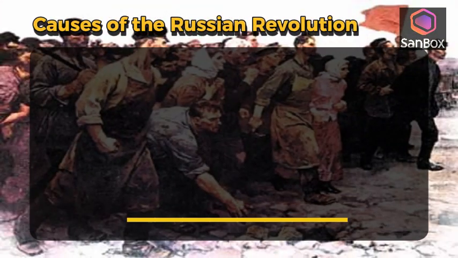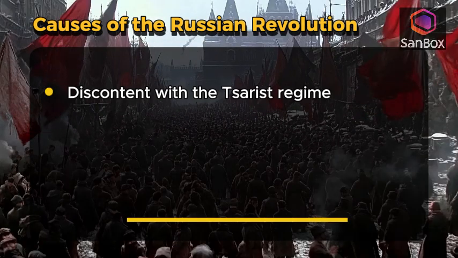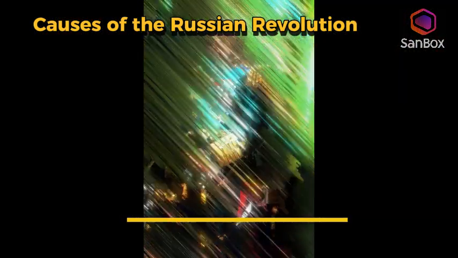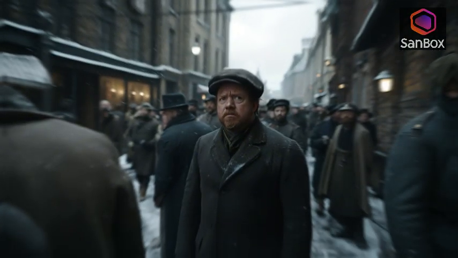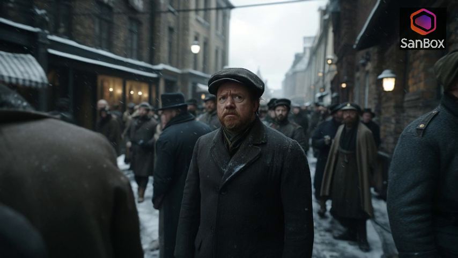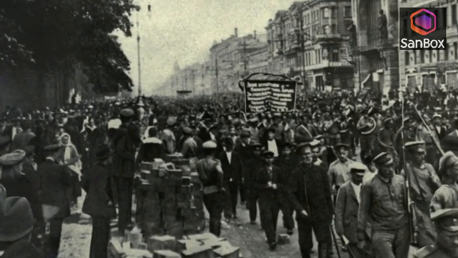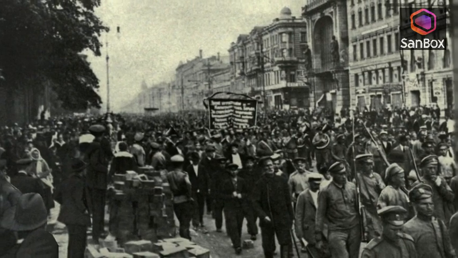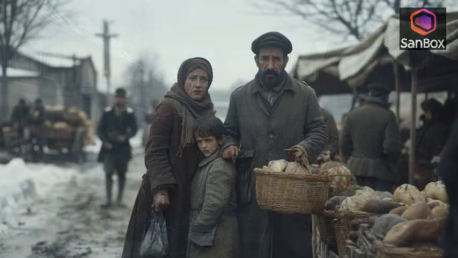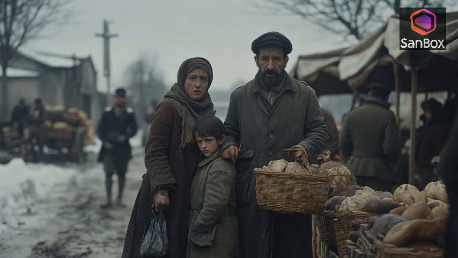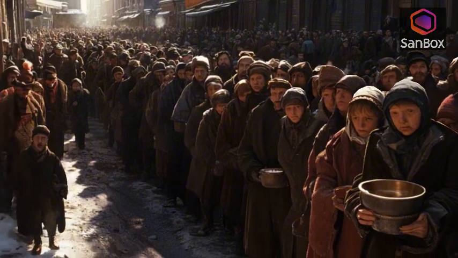Various factors gave rise to that revolution, among which stand out discontent with the Tsarist regime. The autocracy of Tsar Nicholas II, and his inability to address the needs of the people generated profound discontent. Political repression and the lack of civil liberties also contributed to the unrest of the Russian people. Economic conditions. The Russian economy was in crisis, with uncontrolled inflation and a shortage of food and basic goods.